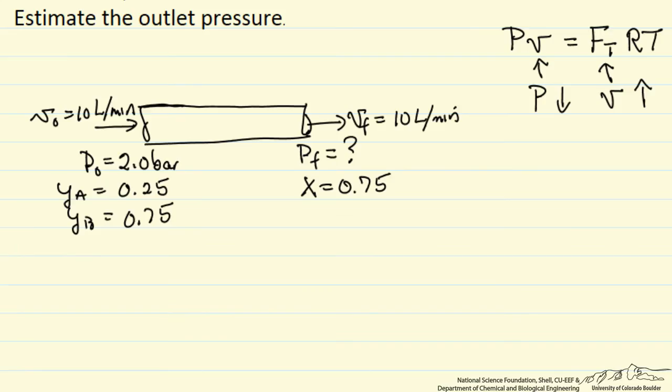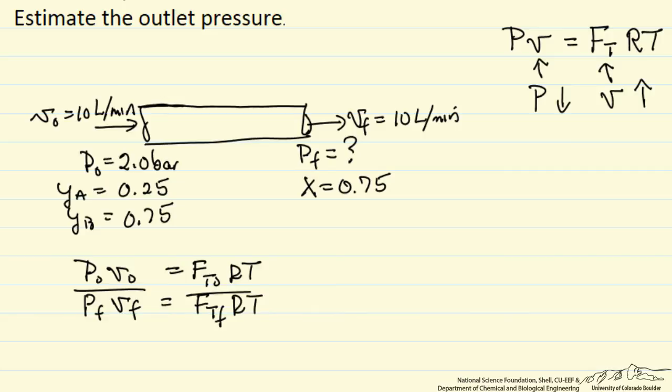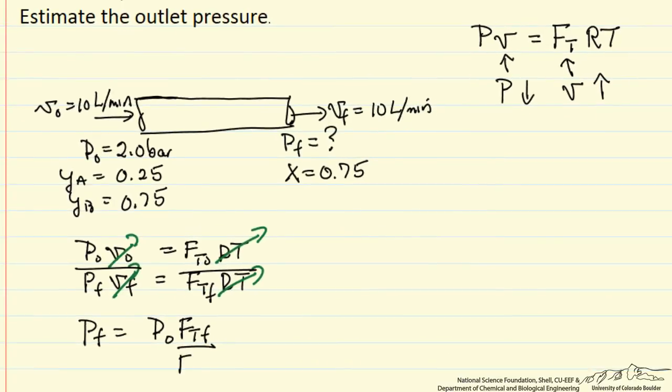We're going to apply the ideal gas law at the initial conditions, the inlet of the reactor, and then at the exit of the reactor. What I want to do is divide these two equations. The volumetric flow rates are the same, so they cancel, and RT is constant because temperature is constant. So this equation says the final pressure is equal to the initial pressure times the final total molar flow rate over the initial total molar flow rate. So we need to determine the values of these flow rates.